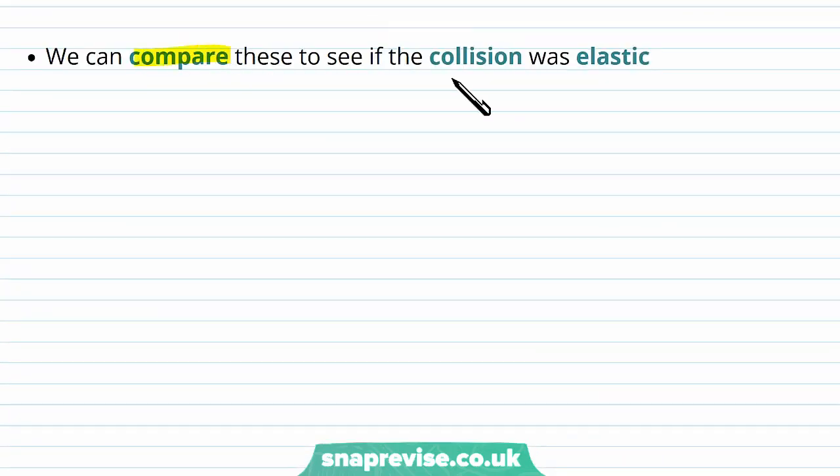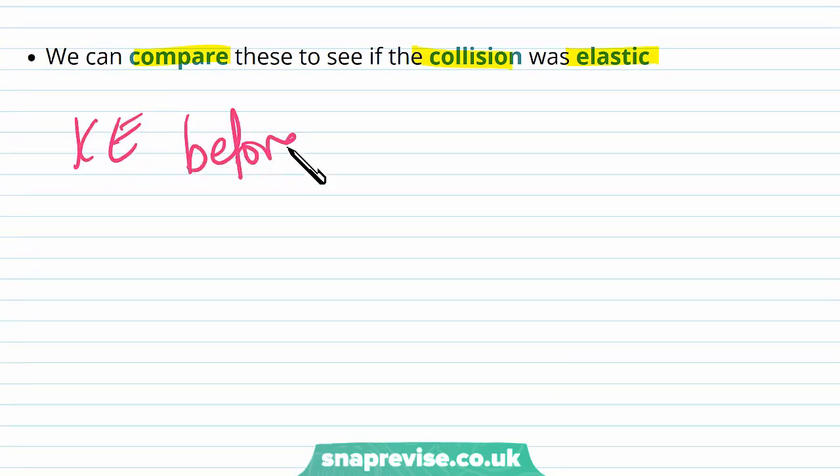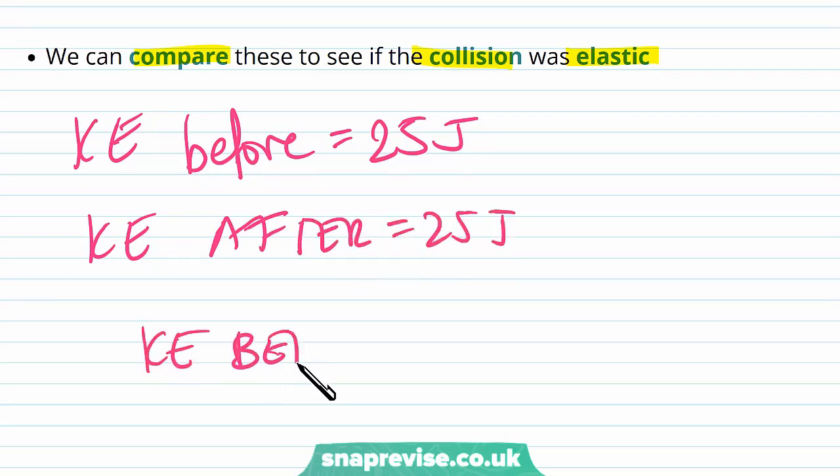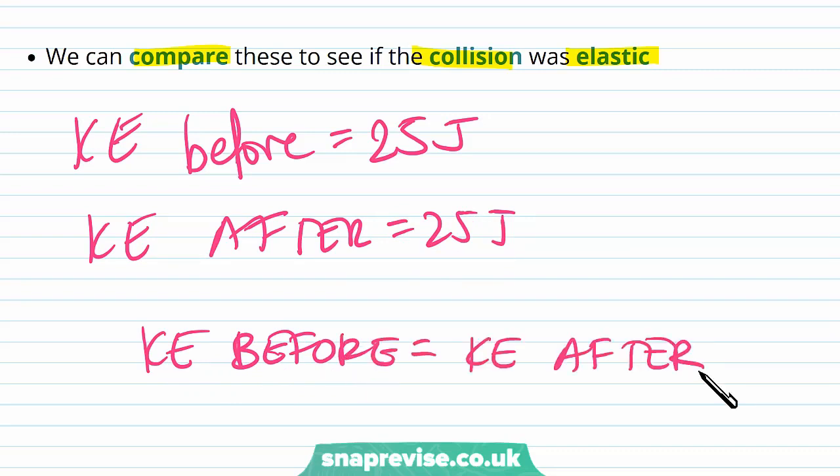So we can compare these to see if the collision was elastic. We found that the KE before the collision is 25 joules, and the kinetic energy after was also 25 joules. So the kinetic energy before is equal to the kinetic energy after. So we can therefore see that this is an elastic collision. All the kinetic energy before has been converted to kinetic energy after the collision.